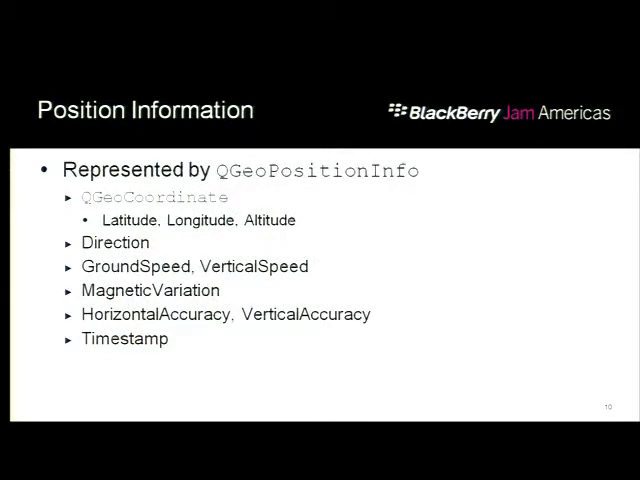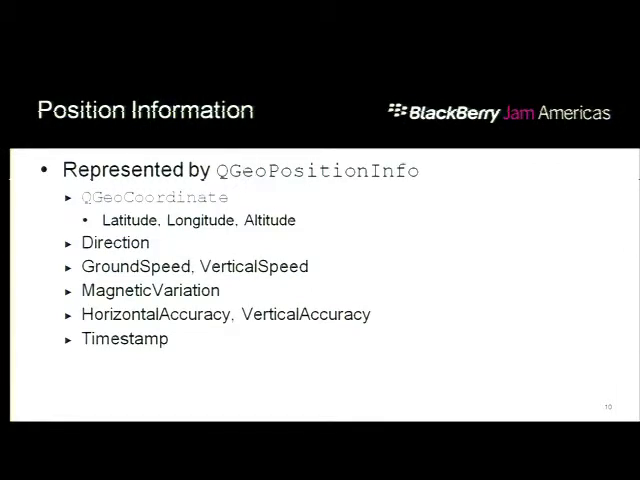So that's how you start a location session, a tracking session, or a single fix request. Now let's look at what you get back as location. What you get back is something called the QGeoPositionInfo, an object of that. And inside that QGeoPositionInfo, there is something called the QGeoCoordinate, which has the information most of you would like, the latitude, the longitude, and the altitude.